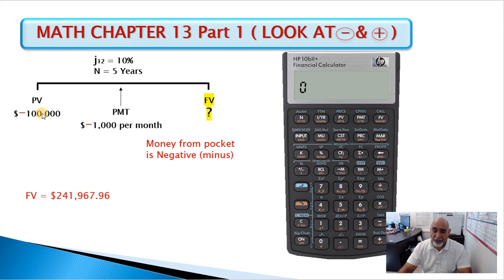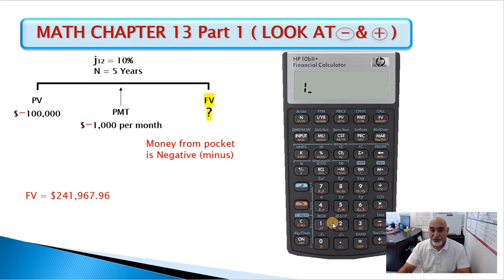So 100,000 is going out of your pocket. You're saving 100,000. So if you're saving 100,000, that means you must be going to the bank and putting away 100,000. Also, you're saving $1,000. So that's also going to be a minus, okay? And then the plus number, if the answer comes out to be a plus, that means that's money you're going to get from the bank. So let's do this question.